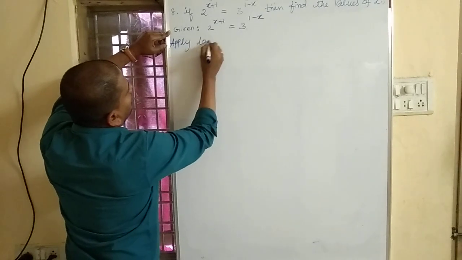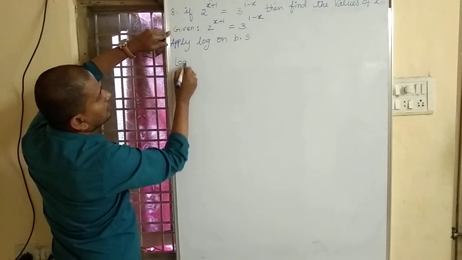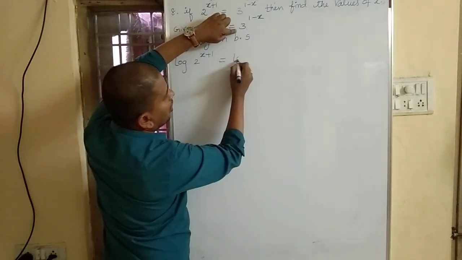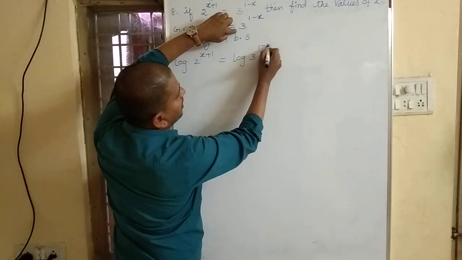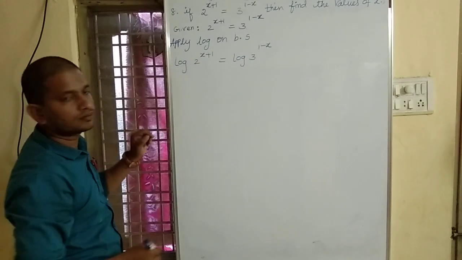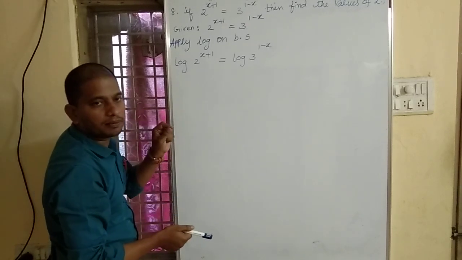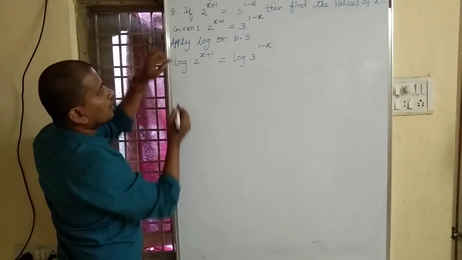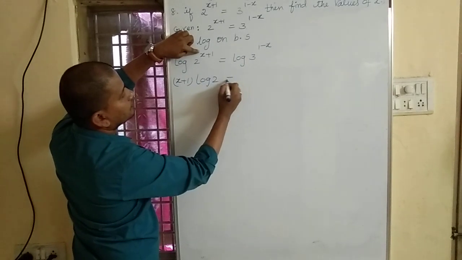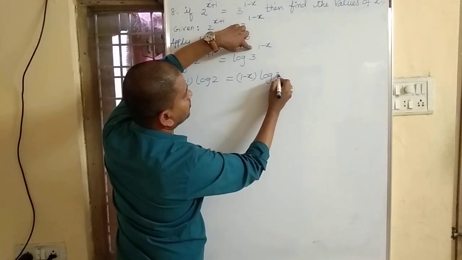Apply log on both sides. I mean log 2 to the power x plus 1 is equal to log 3 to the power 1 minus x. It is in the form of log a to the power m, here also log a to the power m. The formula of log a to the power m is m log a. So x plus 1 into log 2 equals 1 minus x into log 3.